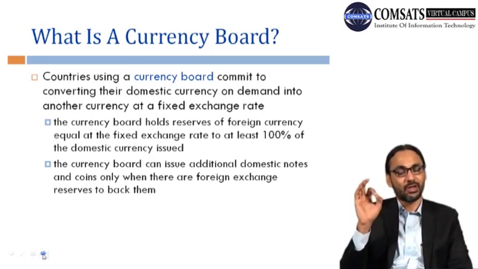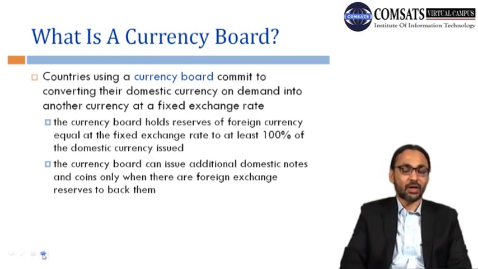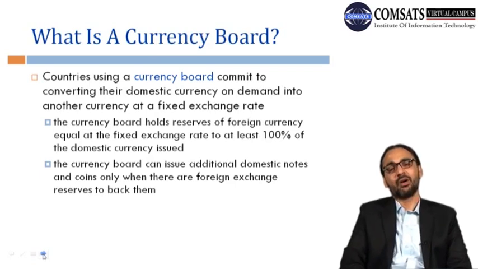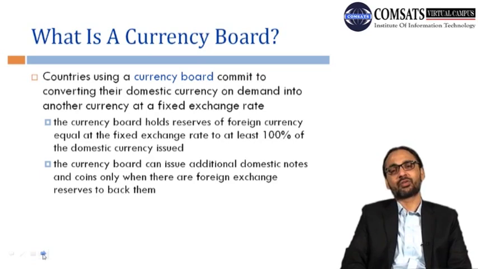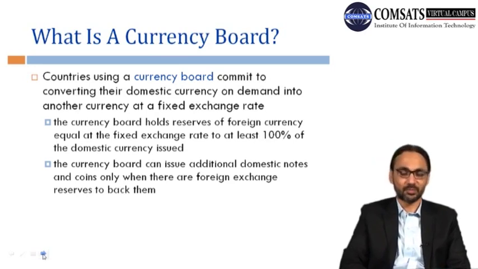At the fixed exchange rate, they are going to maintain a foreign currency as a backup in equal amount of the domestic currency issued. A currency board can issue additional domestic notes and coins only when there are foreign exchange reserves to back them. This is the important thing. Just like what used to happen in the gold standard, they used to have a backup of gold when issuing the currency. In a similar way, the countries which have a currency board have a backup of foreign currency, and mostly these are in terms of dollar, euro and pounds.